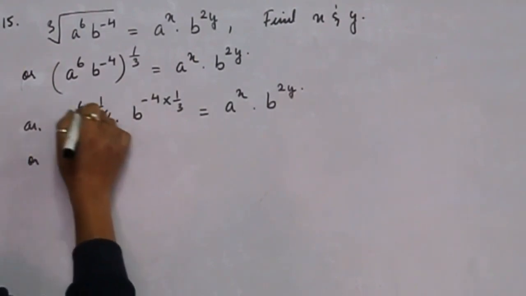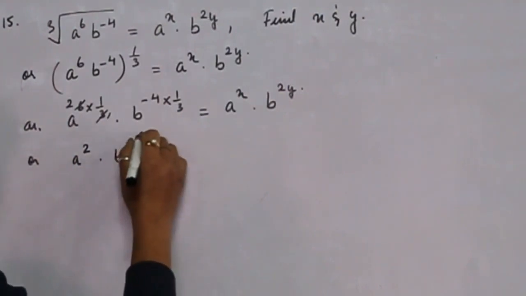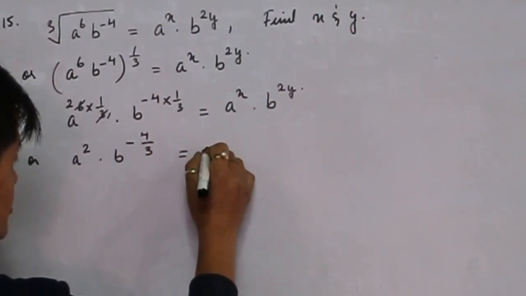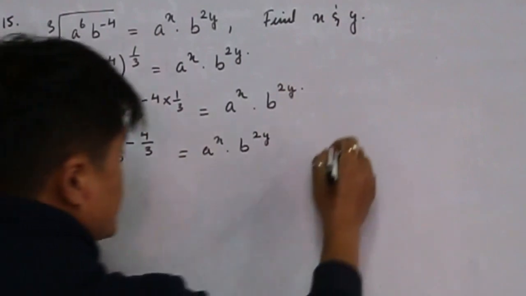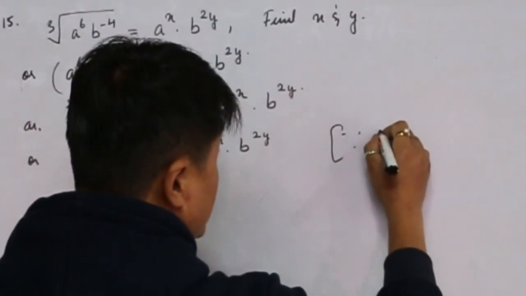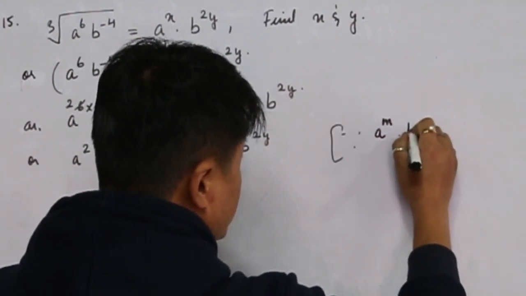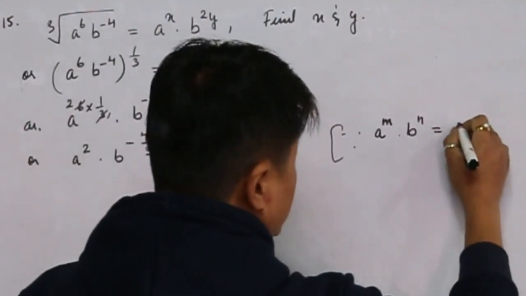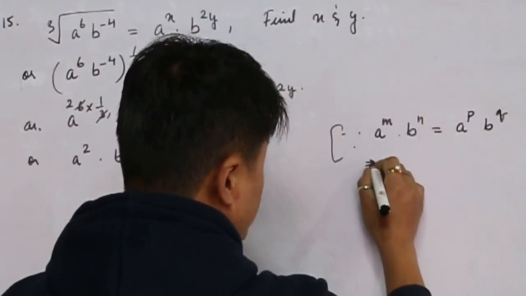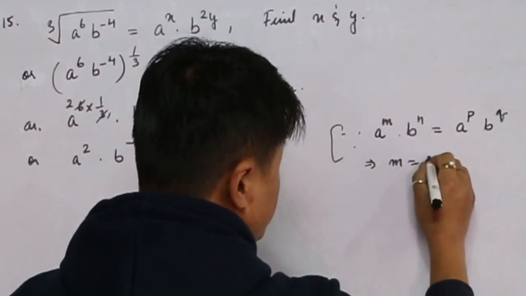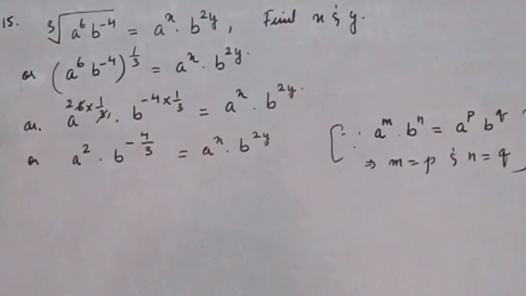Or 3 1s are 3, 3 2s are 6. This will become a to the power 2 into b to the power minus 4 by 3 is equal to a to the power x into b to the power 2y. Since we know that suppose if you have a to the power m and b to the power n is equal to a to the power p and b to the power q, so from here we get m is equal to p and n is equal to q. Clear? This is just the law only.